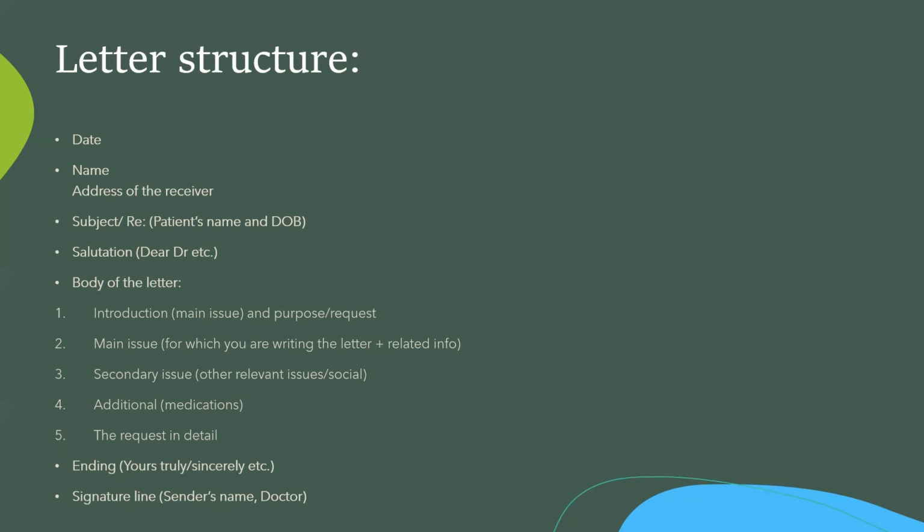Then in the fourth paragraph, you have to write any additional information. Mostly you have to write about the medications here. Again, you don't have to write each and every detail of the medication. You can just write the names of the medication, and you can also write that the drug chart and the investigation reports will be sent to you in due time.